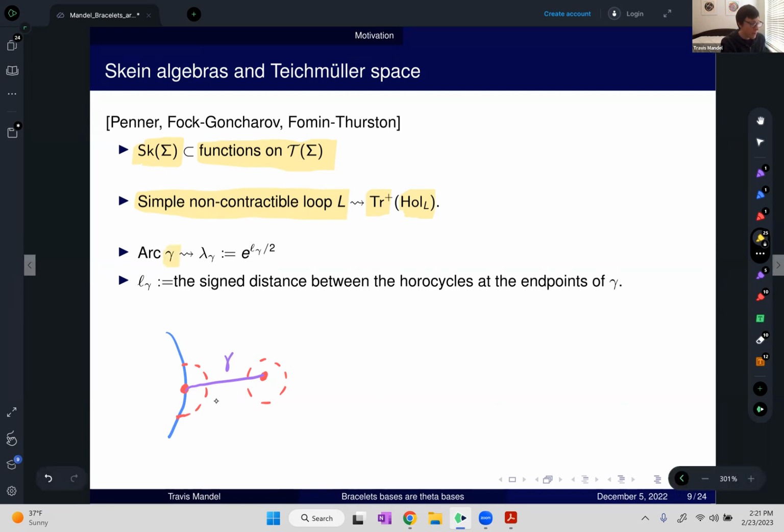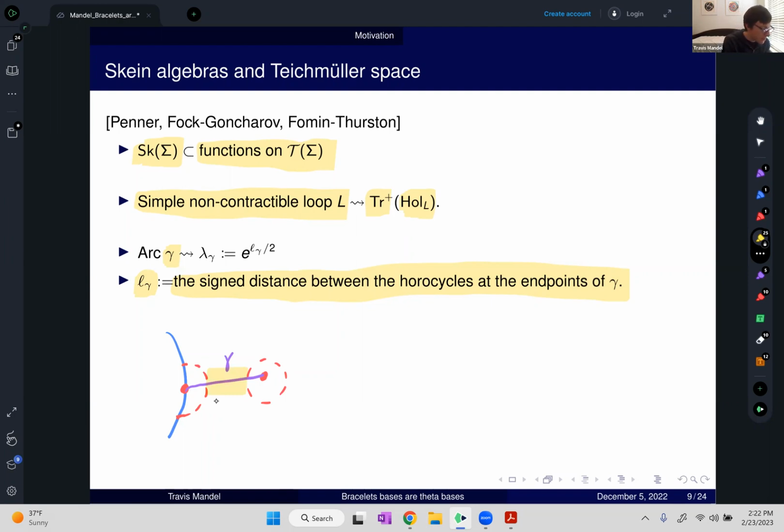What about for an arc? Given an arc gamma, let L sub gamma denote the signed distance between the horocycles at the endpoints of gamma. So here's a curve gamma. It ends at these two red marked points, and the little red dashed circles, or half circles, denote the horocycles that our decoration gives us at those marked points. And then L gamma is just the length of the part of gamma between the horocycles, the length with respect to your hyperbolic metric.